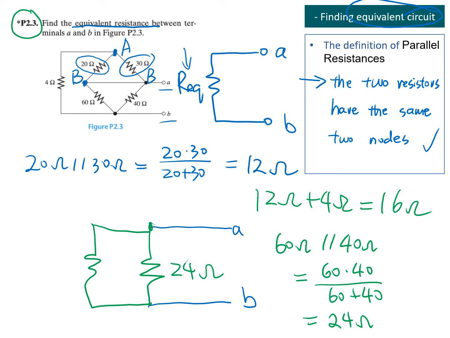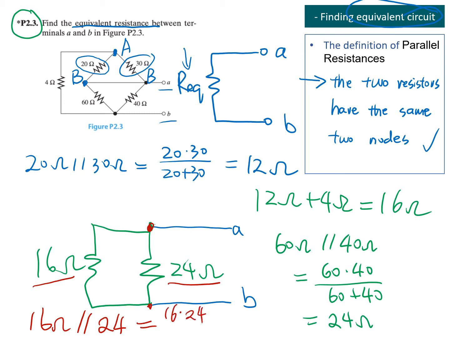16 ohm. Well, for now, it's also very obvious to see the 60 ohm resistor and 24 ohm resistor both share these two terminals, so they can be combined as well. That's 16 times 24 over 16 plus 24. You again got the value as 9.6 ohm.